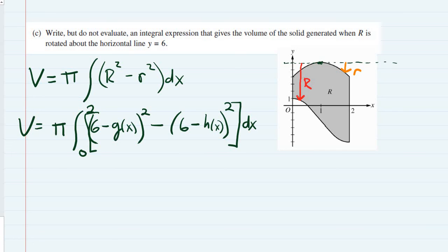because each one of these vectors that we're stretching down, and then we're going to end up rotating them around here, they have a width of dx. And that right there completes this problem, because all we had to do is write the expression that represents the volume.